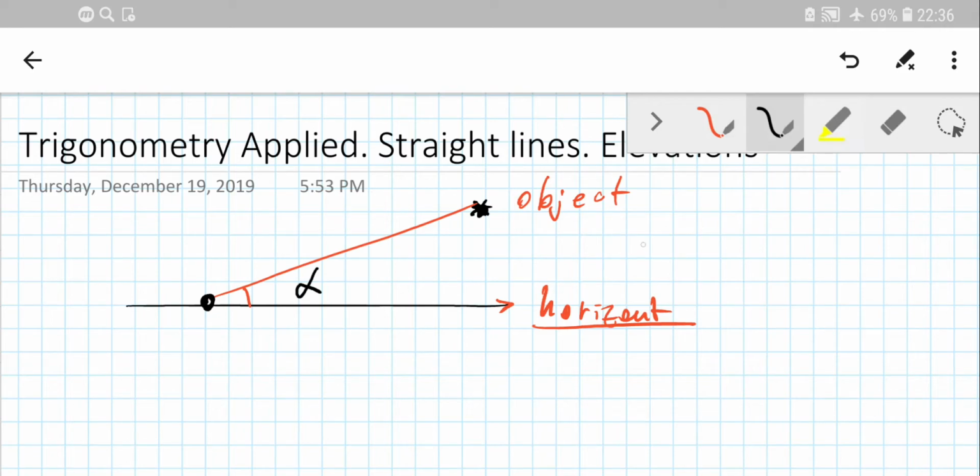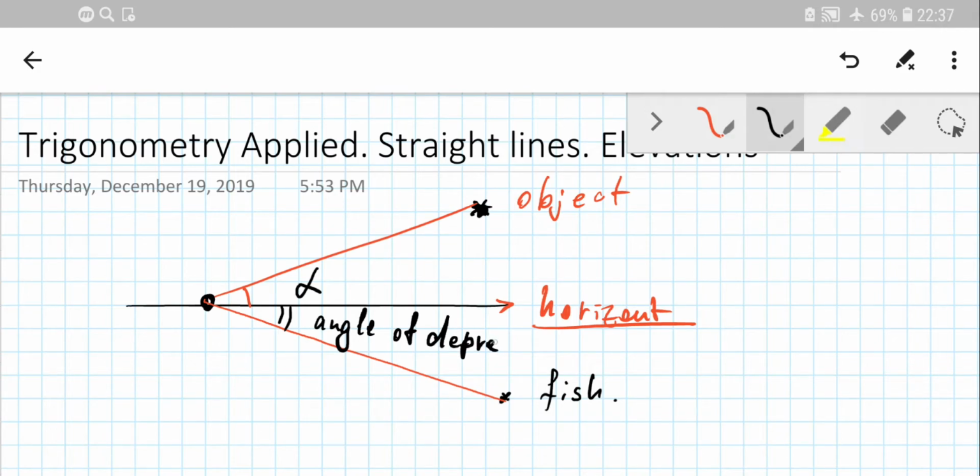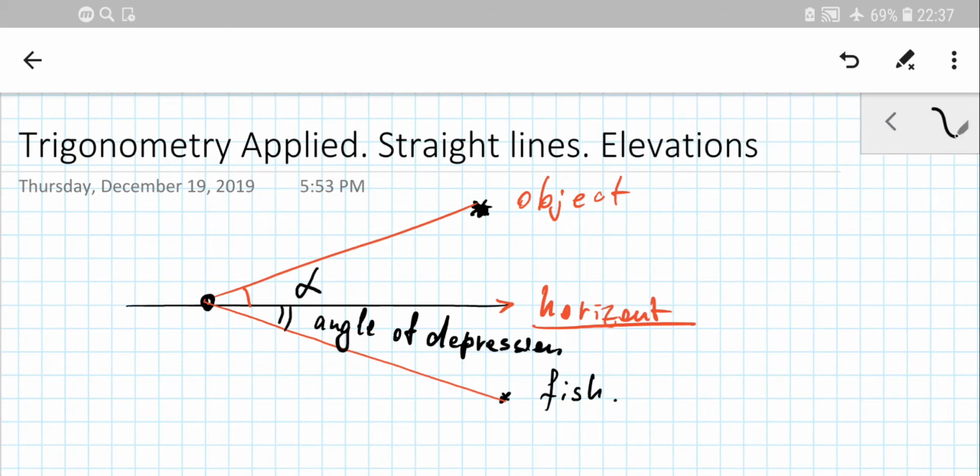Okay, so what if the object is below the horizon? For example, it might be under the water. No problem. If your object is under the water surface, it might be a fish. So you keep track of it, and the line of sight is here. So in this case, instead of elevation, you probably heard about the angle of depression.